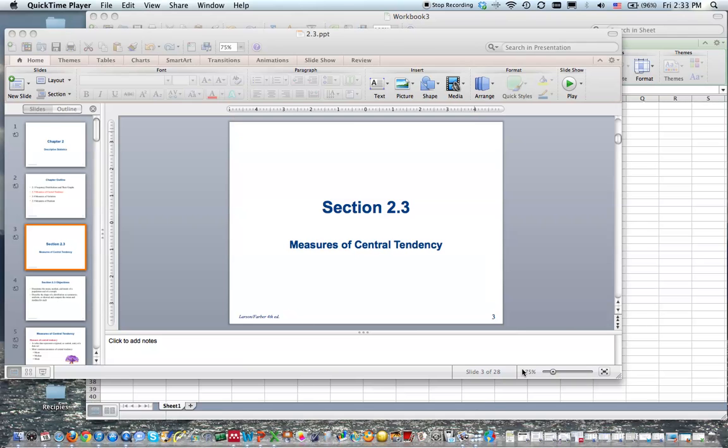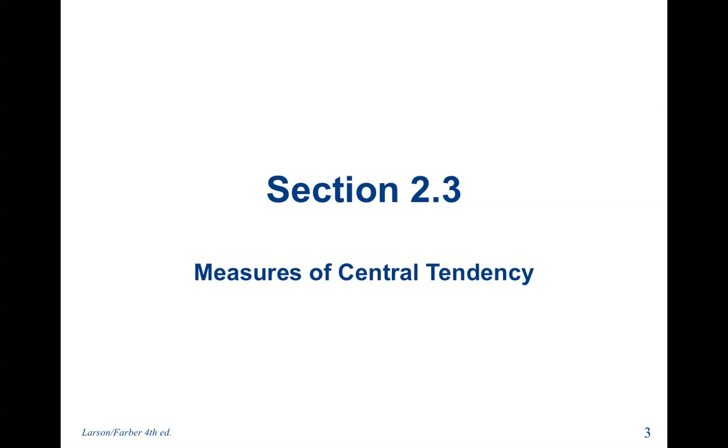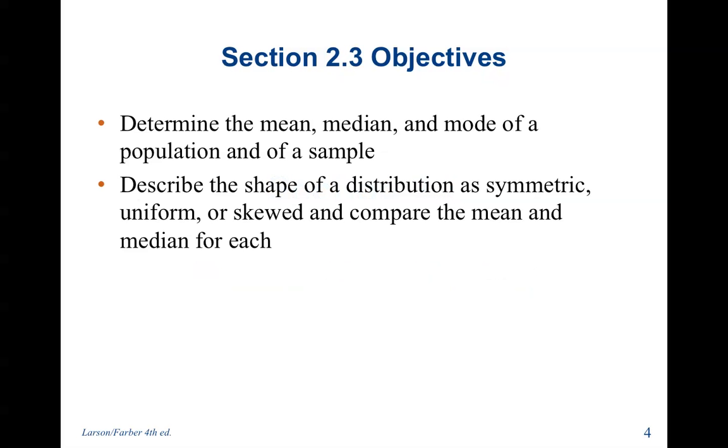Here is our section 2.3 video. So in section 2.3 we're going to cover measures of central tendency. Our objectives are to figure out the mean, median, and mode of a population and of a sample, and to describe the shape of a distribution as symmetric, uniform, or skewed, and compare the mean and the median for each.